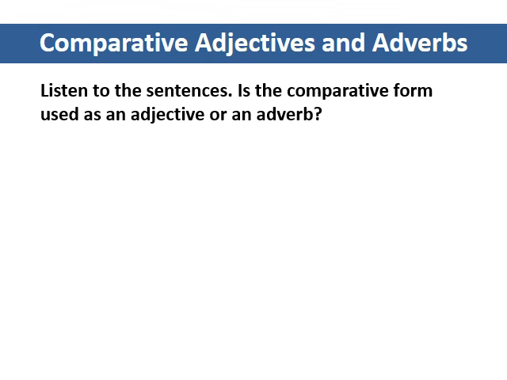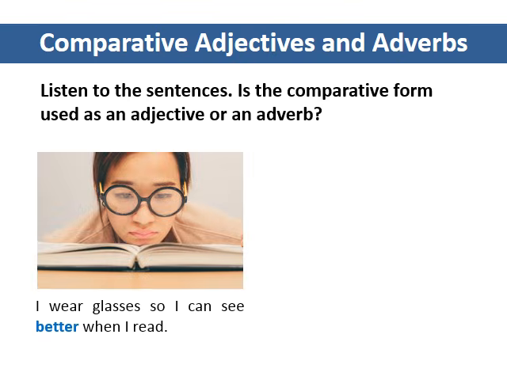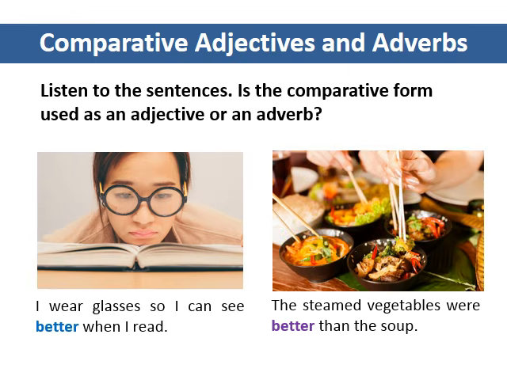Listen to the sentences. Is the comparative form used as an adjective or an adverb? I wear glasses so I can see better when I read. The steamed vegetables were better than the soup. Notice how the comparative form better can function both ways. In the first example, better describes the action of seeing, so it is a comparative adverb. In the second example, better describes the vegetables, a noun, so it is a comparative adjective.